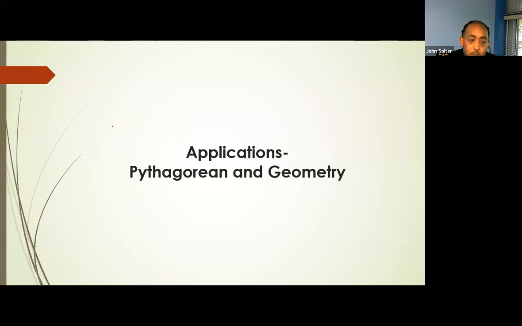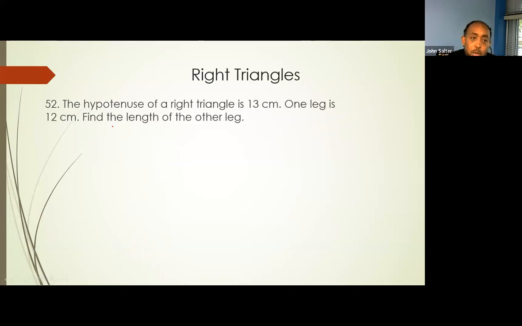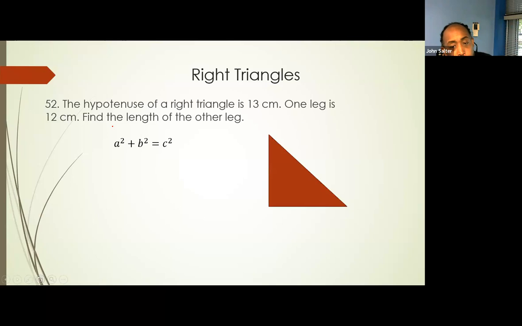Pythagorean theorem and geometry. The hypotenuse of a right triangle is 13. One leg is 12. Find the length of the other leg. Well, I have my equation for finding the relationship between hypotenuse and legs, which is a squared plus b squared equals c squared. A and b are legs, c is the hypotenuse. So they told me the hypotenuse was 13. One of the legs is 12. I have to find the other one.